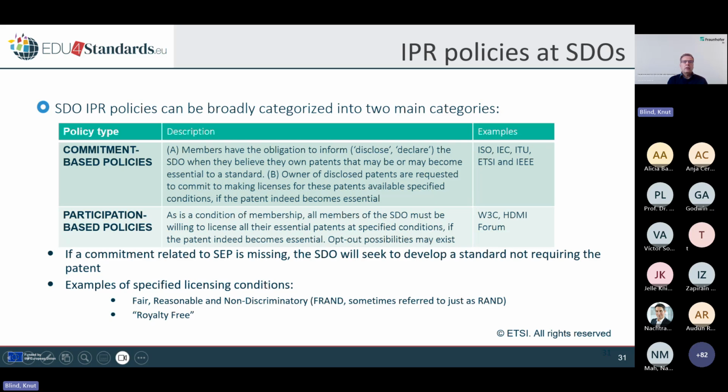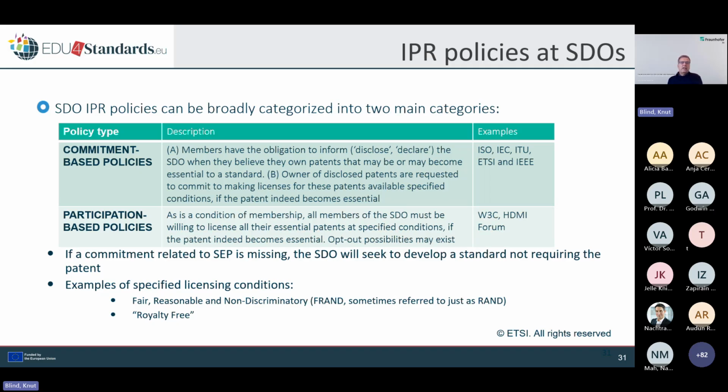So the categories are the following. They could be commitment-based policies or participation-based policies. The commitment-based policy requires that everybody who is there has to inform, to declare if they have patents which they believe could be essential. And they also have to make a commitment about the licensing. This is relevant for ISO, IEC, ITU, ETSI, IEEE.